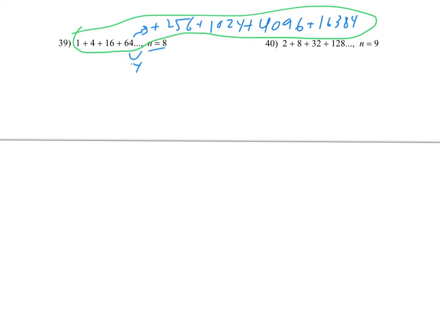And so I'm just typing all these on my calculator, adding them up. This one's kind of easy because they're all positive. And this one gives me 21,845.